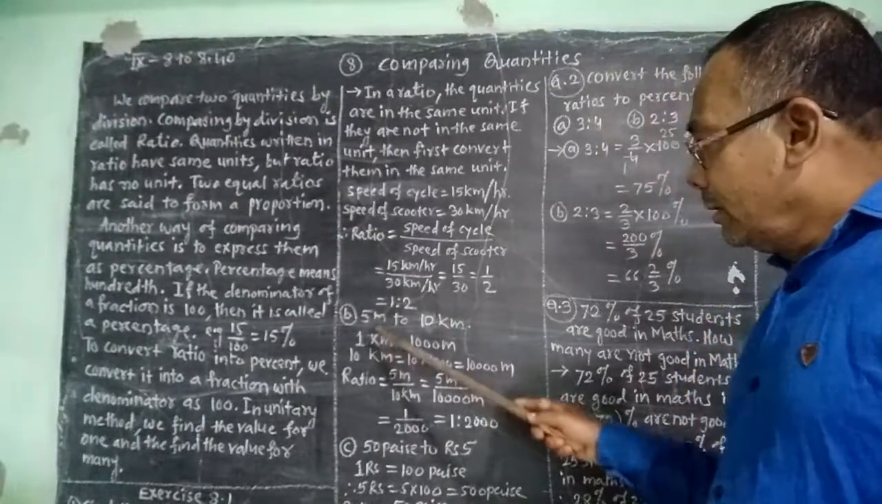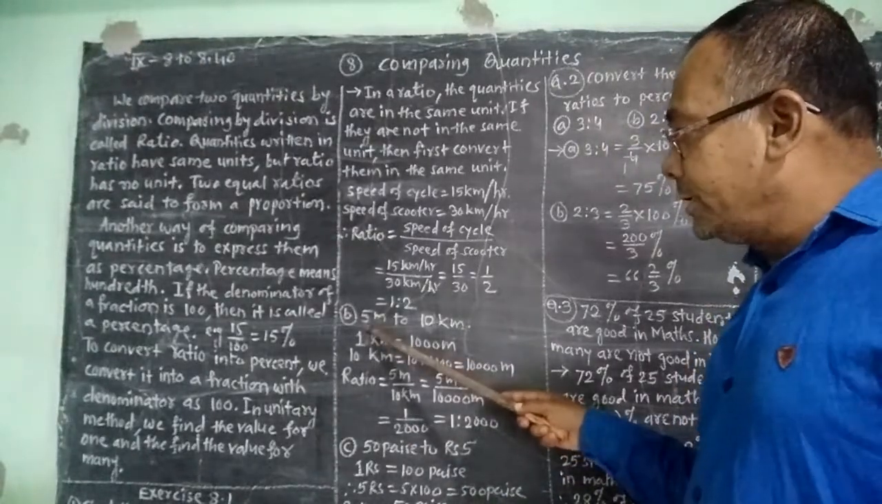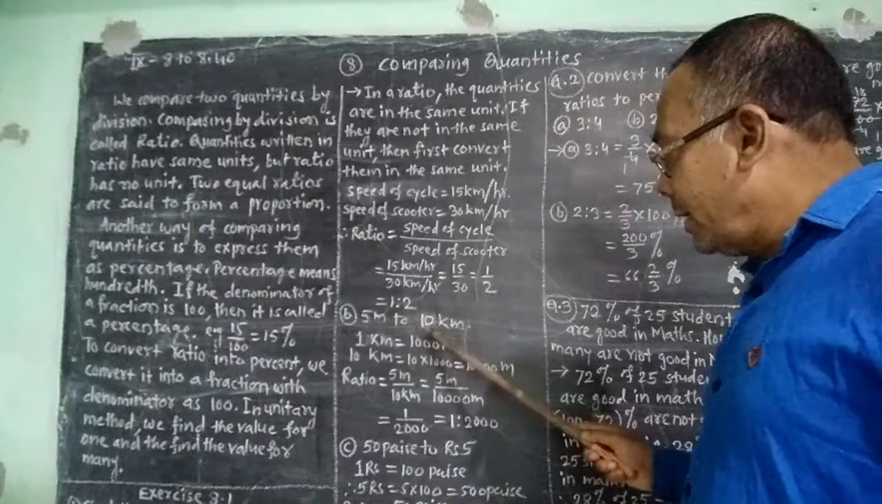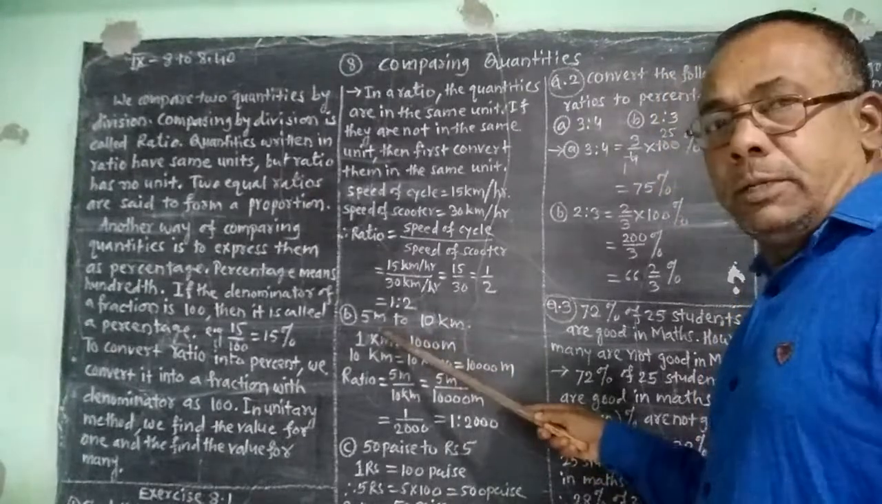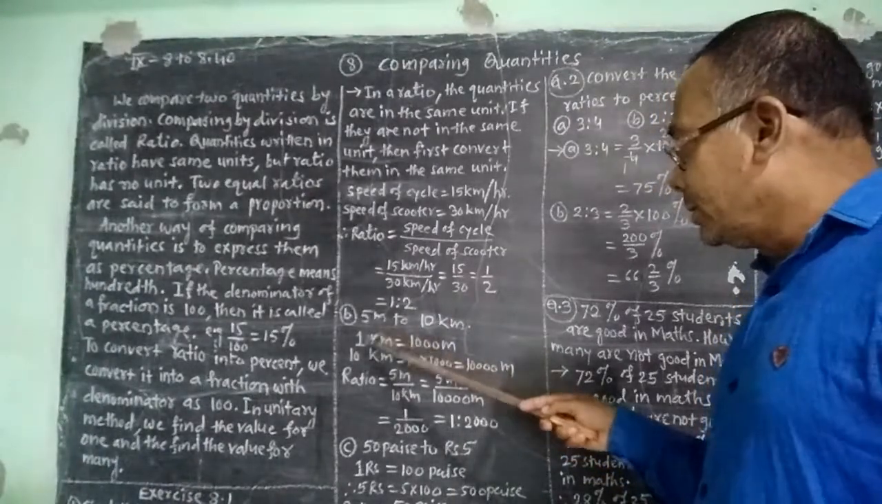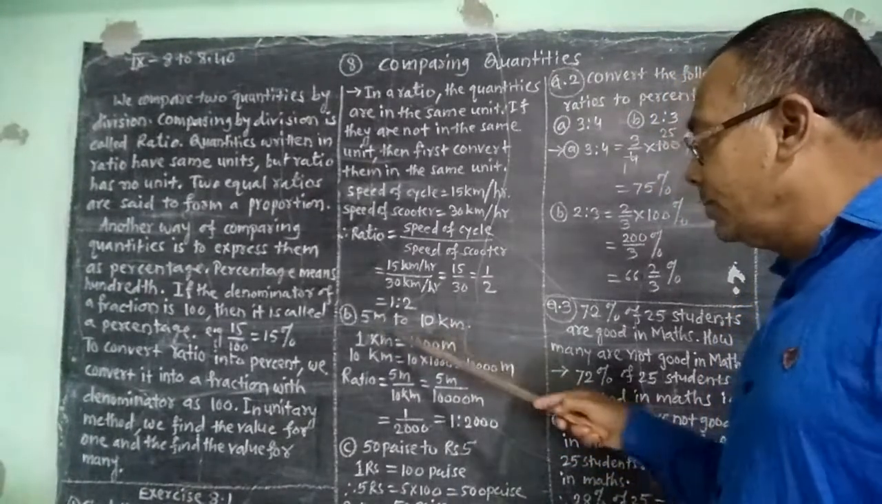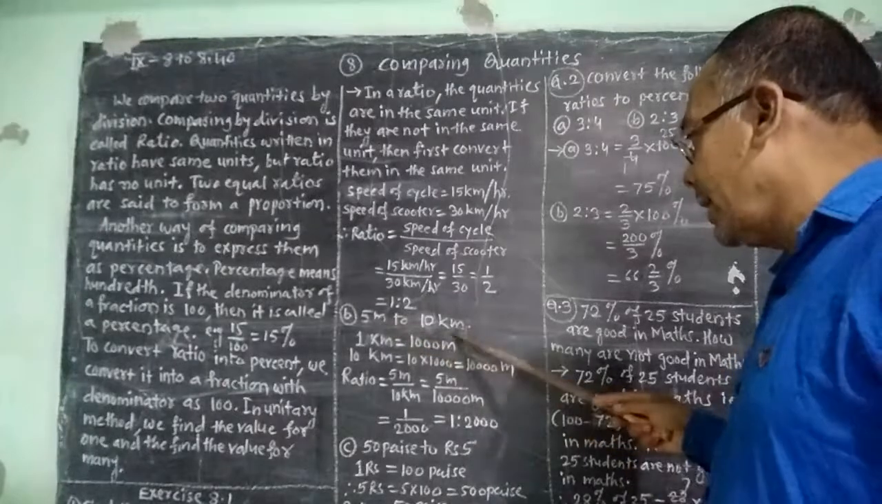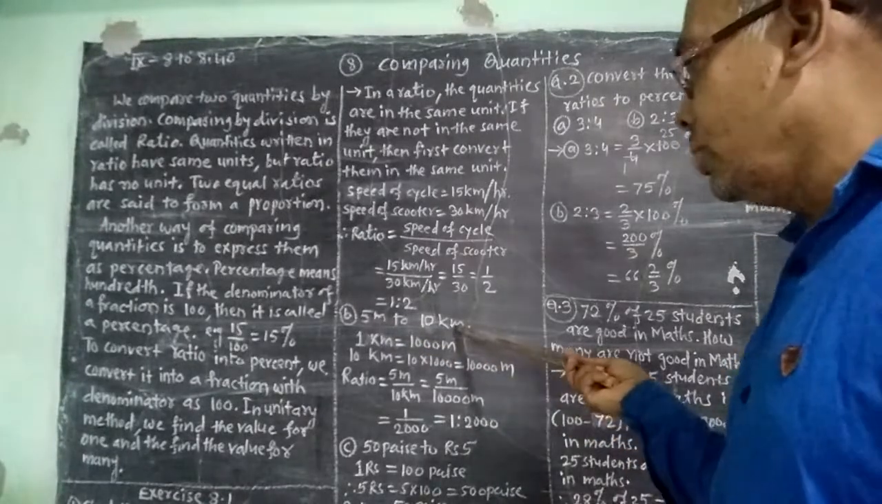Now we have to see the second example, that is 5 meter to 10 kilometer. Here the two quantities are 5 meter and 10 kilometer, but the units are not the same, that is, one has meter and the other has kilometer as a unit.